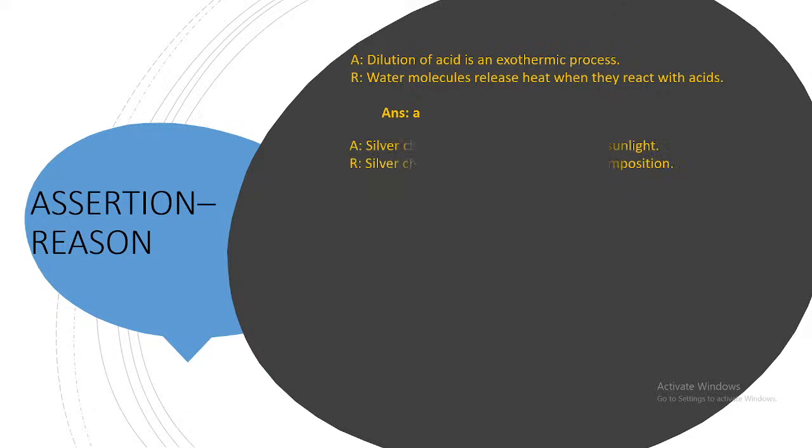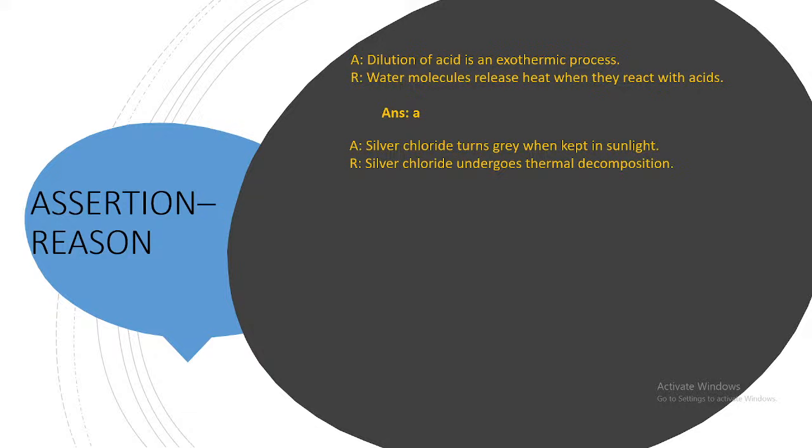Okay, next one. Silver chloride turns gray when kept in sunlight. Reason is silver chloride undergoes thermal decomposition. Read the question properly. Madhurja says C. Okay. Mahamrityunjay.